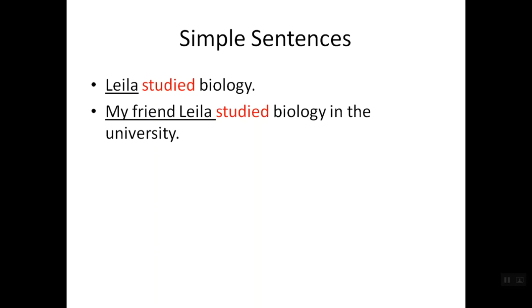How many verbs do we have? Studied. That's it. So sometimes you find a very, very long sentence. Okay? But it is a simple sentence, because it has one subject and one predicate. You may find many phrases, you may find noun clauses, adverb clauses, you may find many things. Okay, but it is a simple sentence.